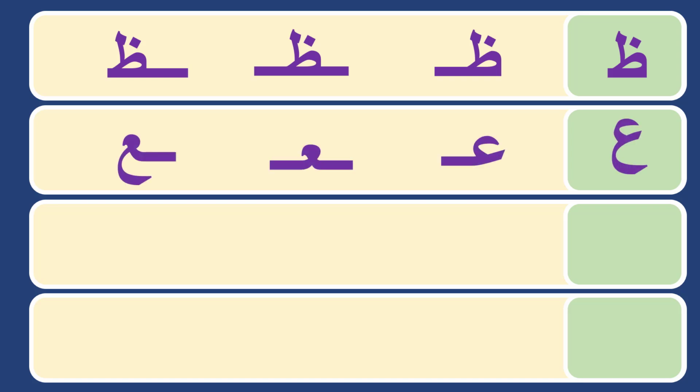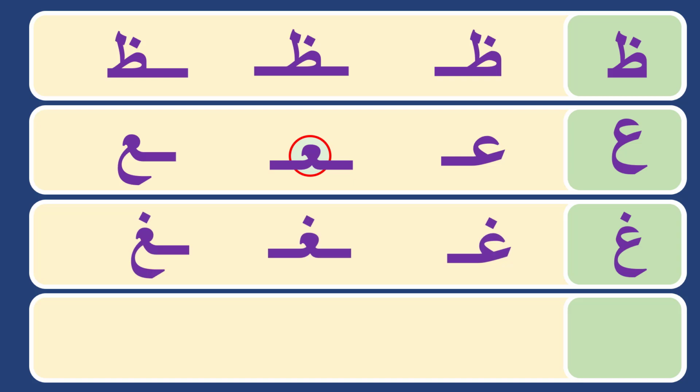This is how Ain appears in the beginning, middle, and the end. Note that when Ain appears in the middle, this is how it is written. What is applicable to Ain is applicable to Ghain. Notice how Ghain is written in the middle. This is Fa.